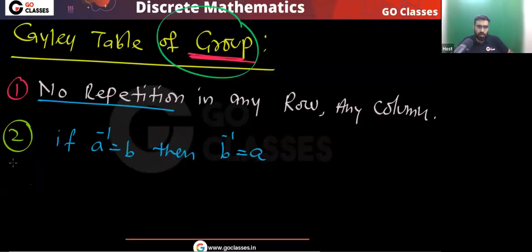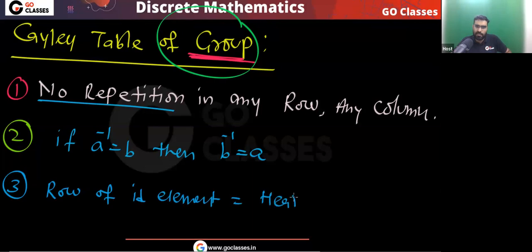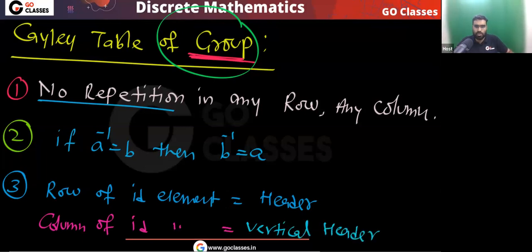First of all, another property that you can use is identity element. First find identity element, right? I can say row of identity element is same as the header. And column of identity element is same as the vertical header. You can simply call it vertical or whatever, like you already understand what it means. So very simple. These properties also you can use.